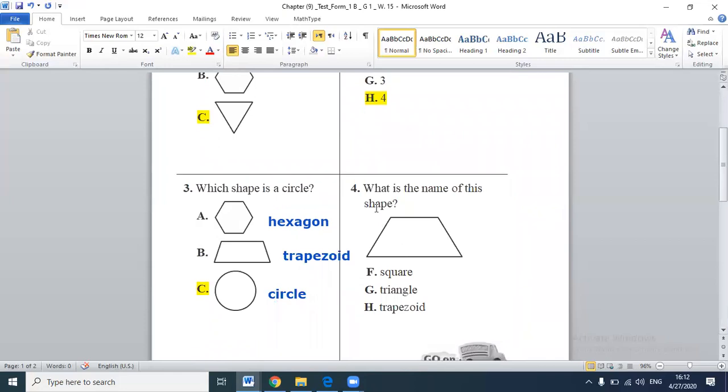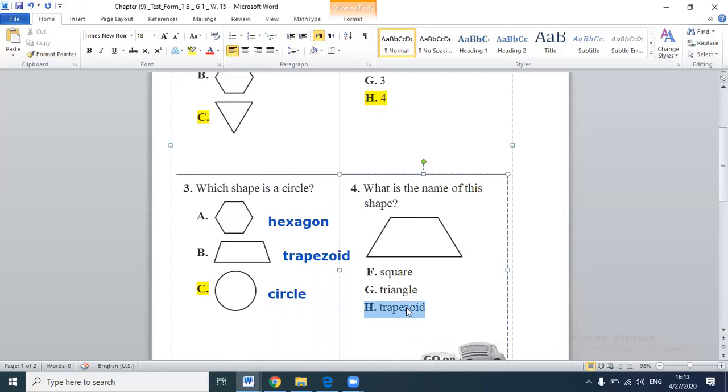Okay, number four. What is the name of this shape? Square, triangle, or trapezoid? Trapezoid. Excellent. Wonderful, Hussein. Okay, Ahmed, this is a trapezoid, it has four sides and four vertices, as we studied before. Do you understand this? Yes.